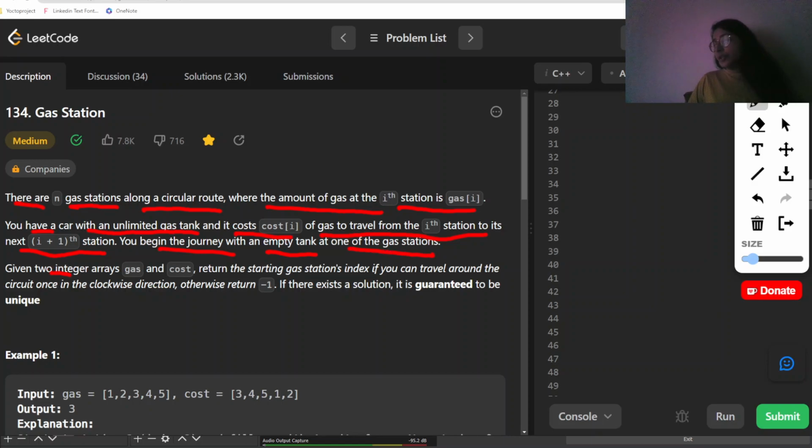So, given two integer arrays gas and cost, return the starting gas station index if you can travel around the circuit once in the clockwise direction, otherwise return -1. If there exists a solution, it is guaranteed to be unique.